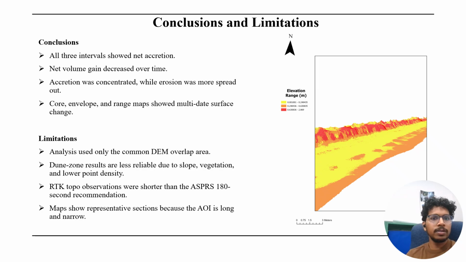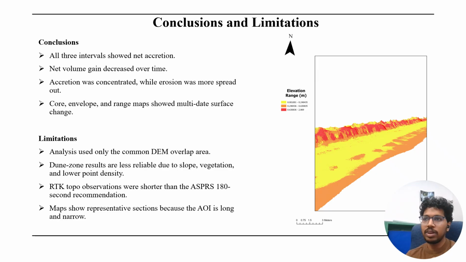This is the map that we created in the local scene, using the elevation range as a map, and the elevation surface is the envelope map. All intervals showed net accretion, and the net volume has decreased over the years.